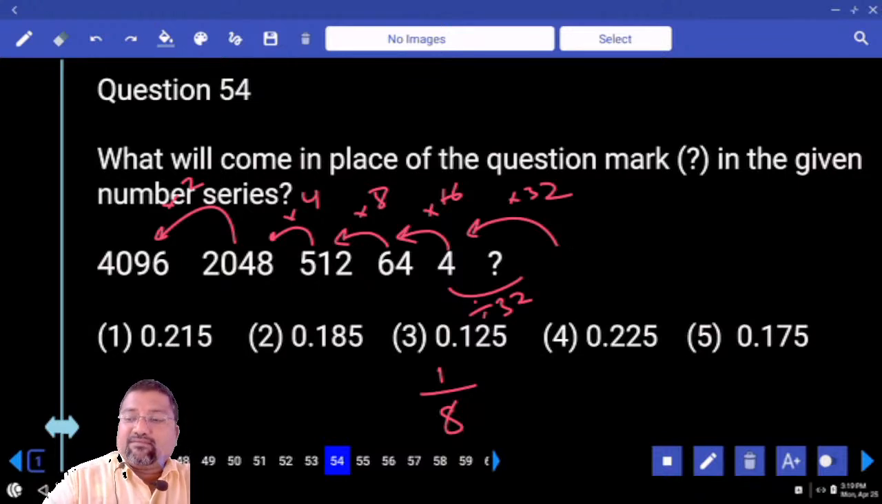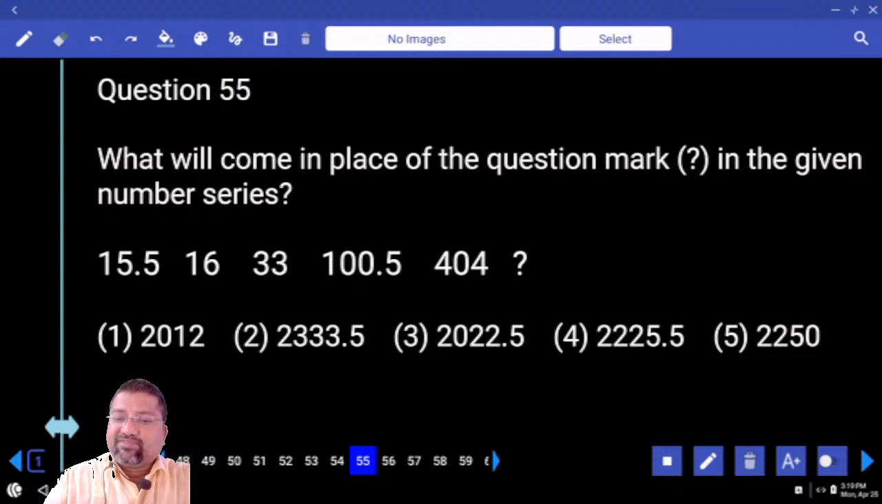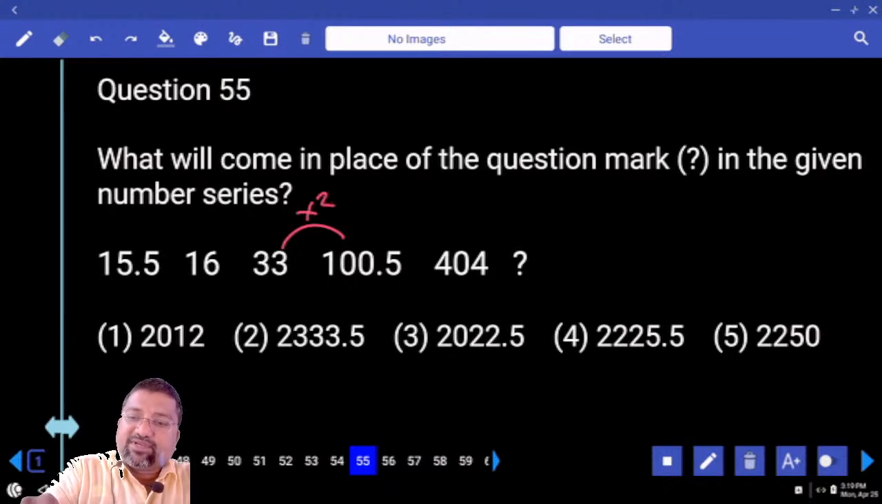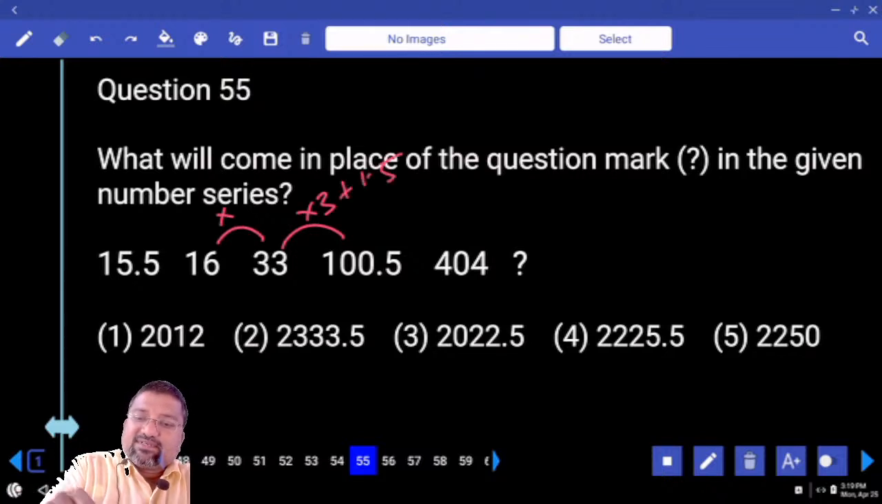What is 1 by 8? Point 125. In the percentages classes, you'll learn all these things. Decimal numbers are indicators for us. Odd number followed by a decimal number. You have to go with the product of decimal number. 33 into 3, 99 plus 1.5. 16.